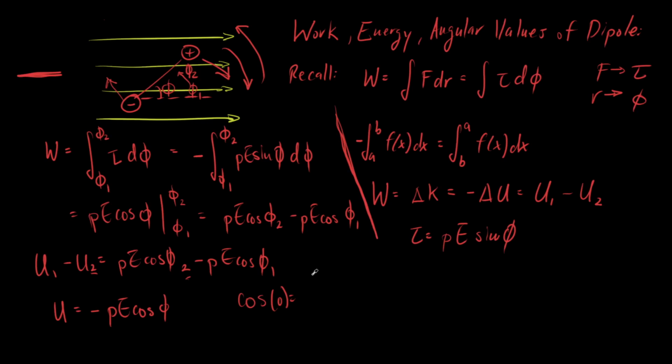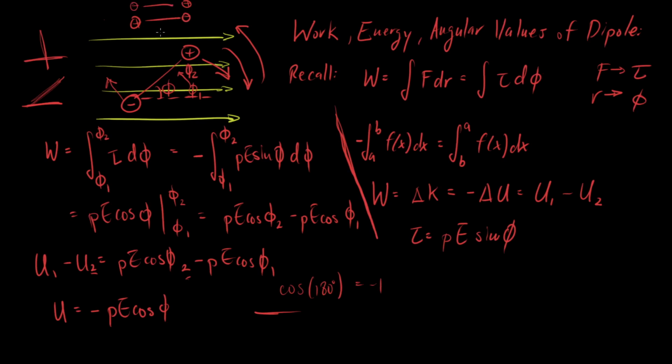So then you might ask me, what happens if we have it exactly 180 to the field? So initially we have it parallel, then it starts moving, then we put it this way, and then it's 90, and then it's 180. So at 180 degrees, cosine of 180 degrees is negative 1. And so if it's anti-parallel, the positive charge is here and the negative charge is here, versus when it's parallel, where the positive charge is here and the negative charge is here. So when it's anti-parallel, it will be at a potential energy maximum.